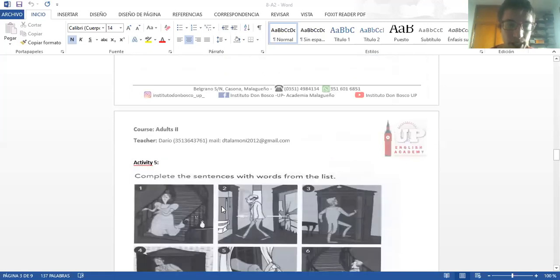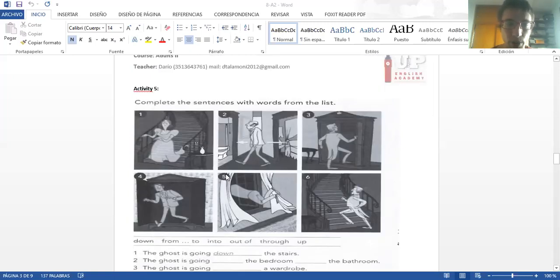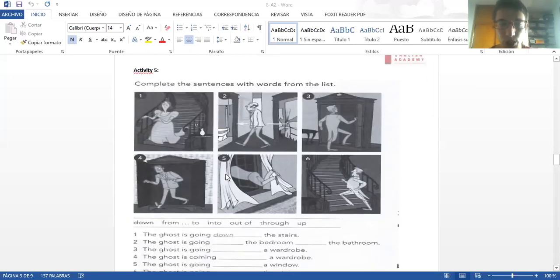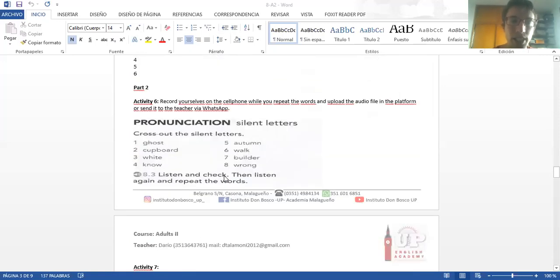Then you have activity 5, complete the sentences with words from the list. Again, this is also related to place and movement, right? Where is the ghost, or where is the ghost going, right? Part 2, okay, you have activity 6, record yourself on the cell phone while you repeat the words and upload the audio file in the platform or send it to the teacher via WhatsApp.